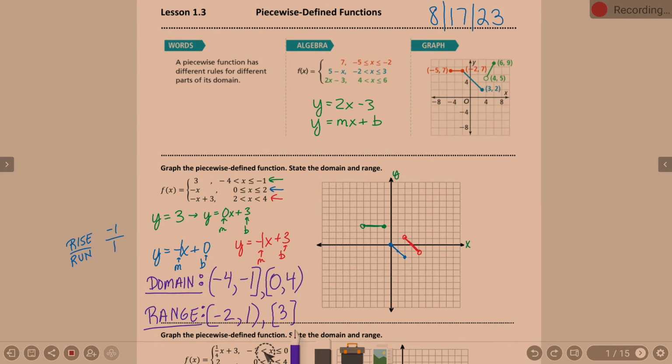That's how you graph piecewise and do domain and range. Okay? It takes a little work, but I hope it's not quite as daunting if you break it into pieces. Okay, that's my hope here. Okay, let's try and get through the bottom one.